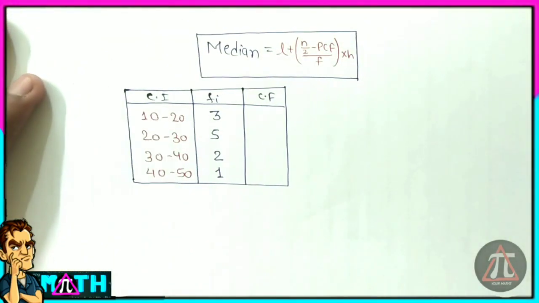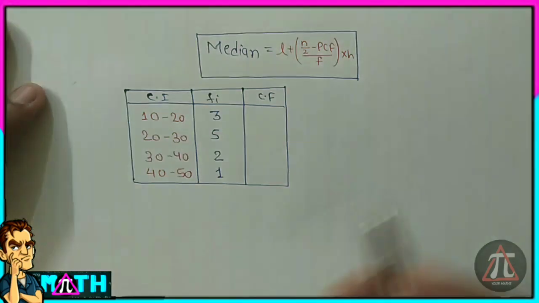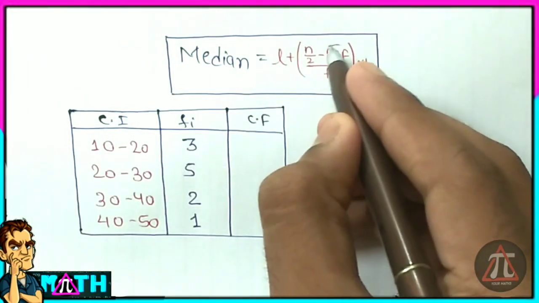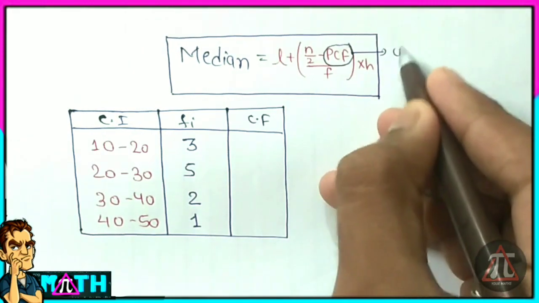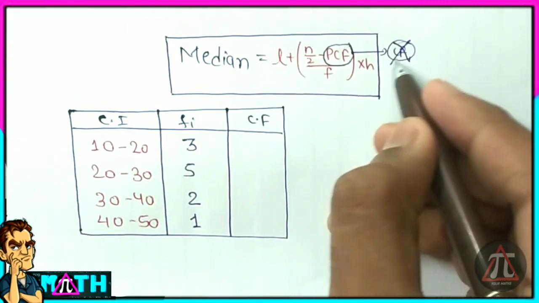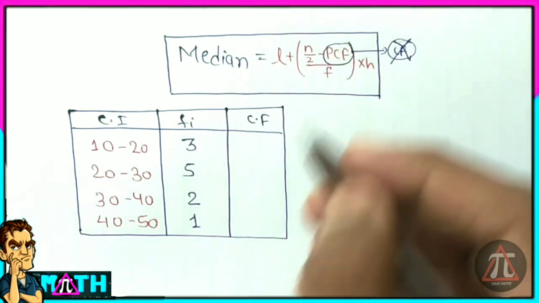Today we are going to prove the formula of median. So let's go. Now notice that it's not CF, it's basically PCF, as maximum students write this as CF, but it's basically PCF, which is preceding cumulative frequency of median class.